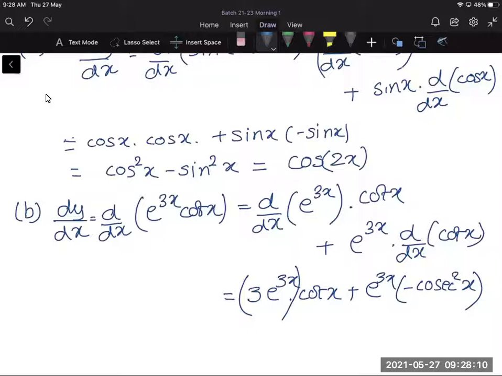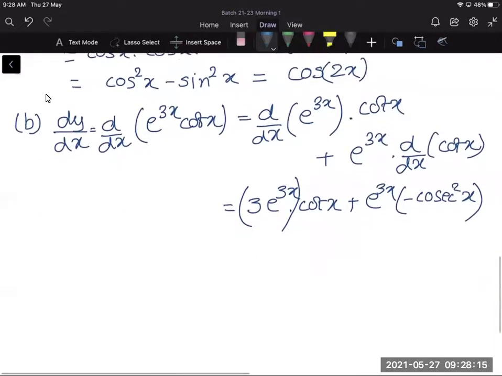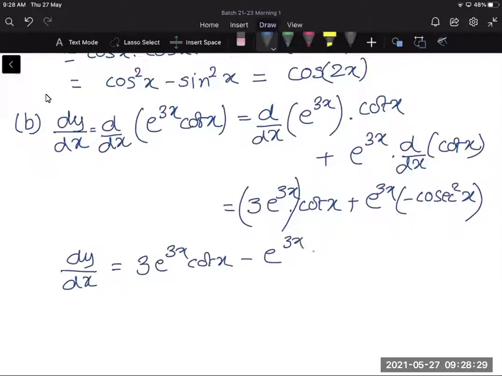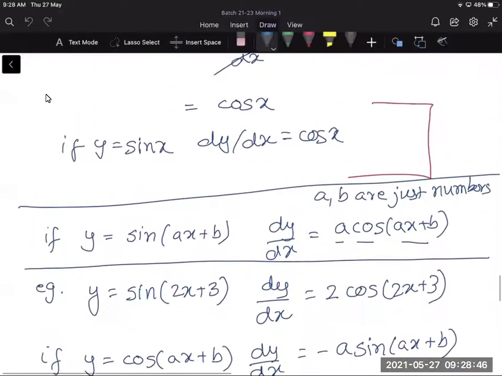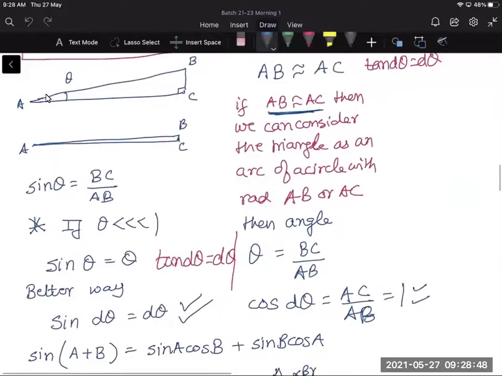Remembering is not important. Understanding what to do is important. Understanding when to go back to that table is important. So therefore, dy by dx is equal to 3e raised to the power 3x cot x minus e raised to the power 3x cosec square x. How did minus sin x come? Like I said, I don't remember. I just look at the standard table of results. Right?